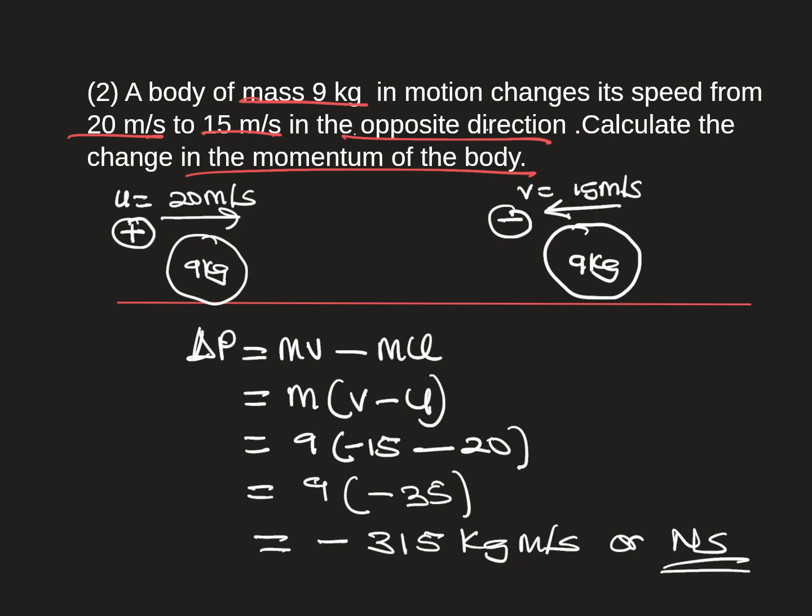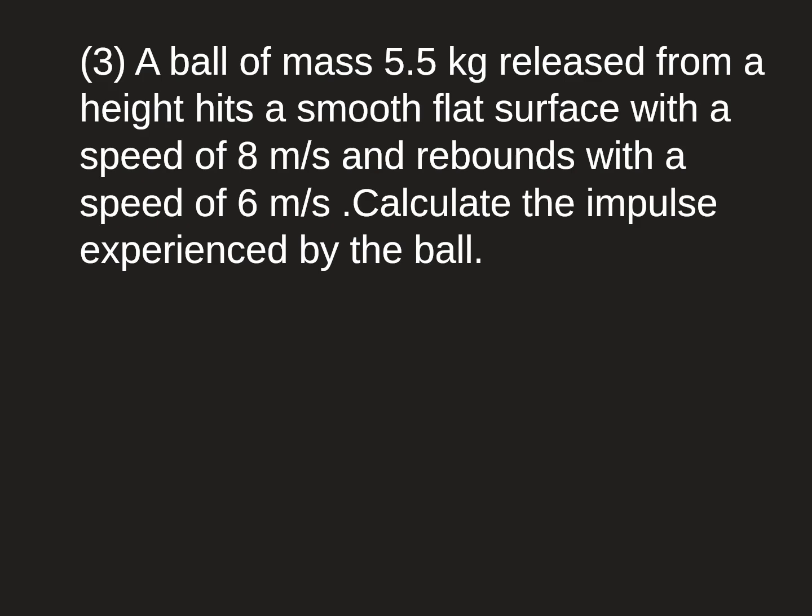Okay, we have another problem here. It says a ball of mass 5.5 kilograms released from a height hits a smooth flat surface with a speed of 8 meters per second and rebounds with a speed of 6 meters per second. Calculate the impulse experienced by the ball.